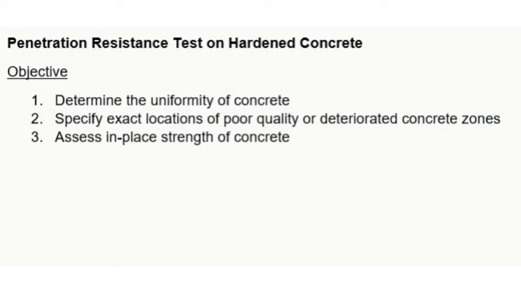And this is an example of the graph that we get from the test. Penetration resistance test on hardened concrete. The objective of this test is, first, to determine the uniformity of concrete. Second, to specify the exact location of poor quality and/or deteriorated concrete zones. Third, to assess the in-place strength of concrete.